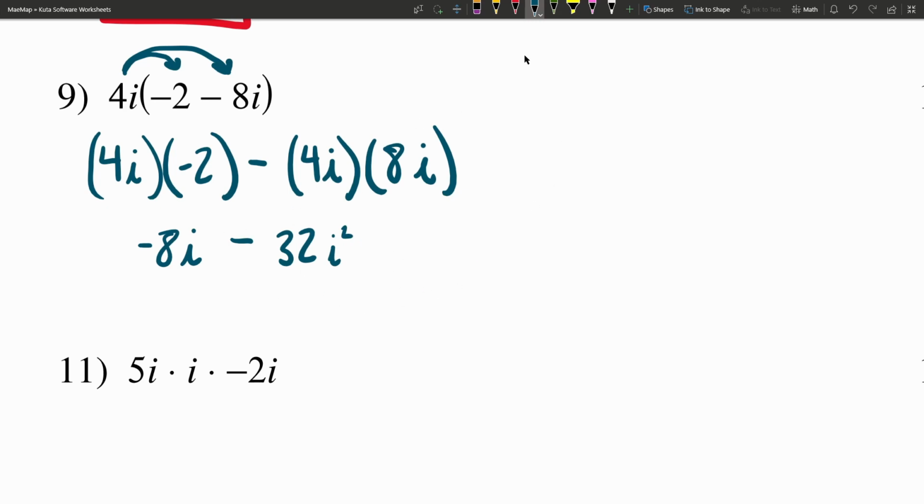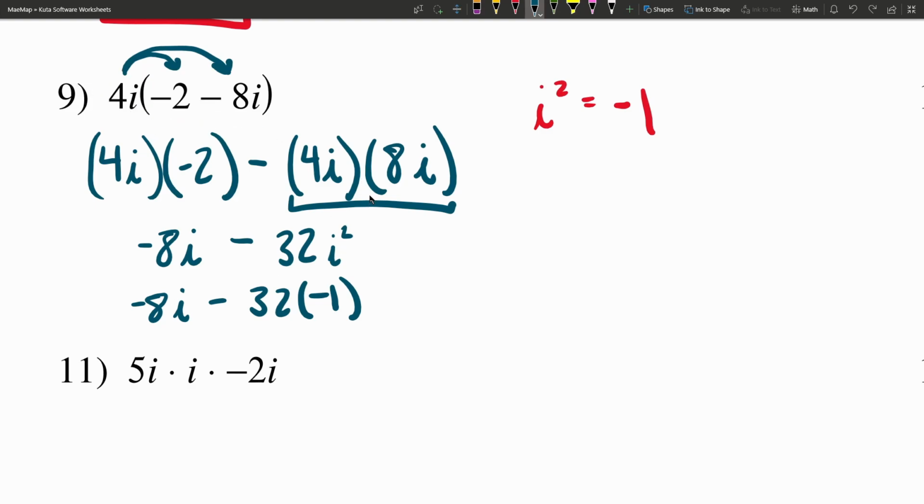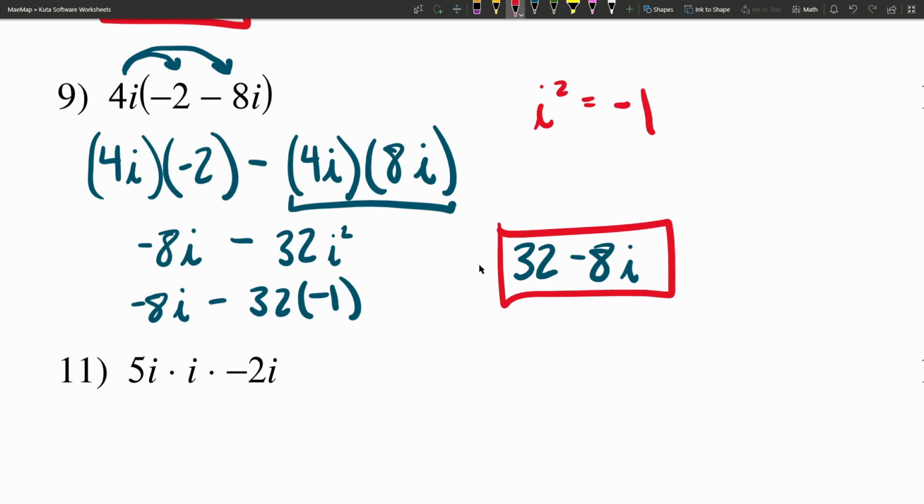But what did we say up in the beginning of this worksheet? What is i squared? i squared is equal to negative 1. So replacing i squared with negative 1, we now have negative 8i minus 32 times a negative 1. So multiplying 4i to this complex number, when we get that i squared, it actually becomes a real number. So we have negative 8i minus 32 times negative 1. That's minus a negative 32, so plus 32. So this is 32 minus 8i as our simplified problem in number 9.